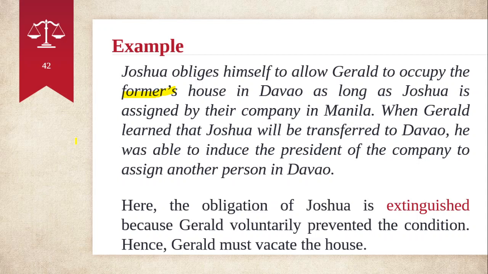Para hindi siya mapaalis, he induced the president of the company para mag-assign ng ibang tao dito sa Davao para hindi pa rin makabalik si Joshua, para siya pa rin ang magstay sa bahay. Here, the obligation is extinguished because Gerald voluntarily prevented the condition. Hence, kailangan niya nang umalis sa bahay. Okay? Ikaw ha, scammer ka. So, umalis ka ngayon sa bahay ko, layas. Alright? Kasi, the obligor voluntarily prevents the fulfillment of the condition.